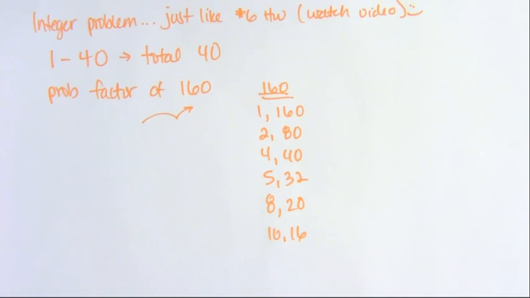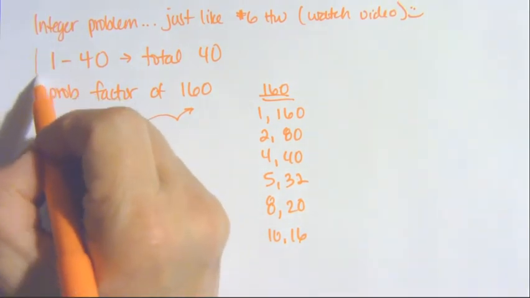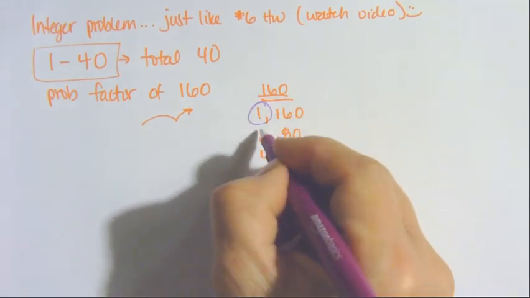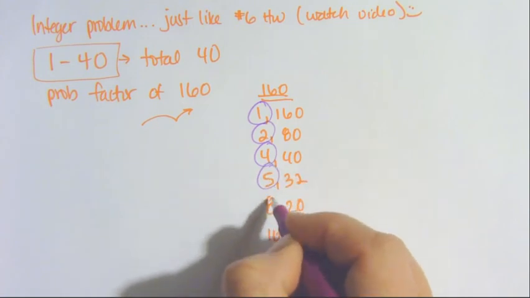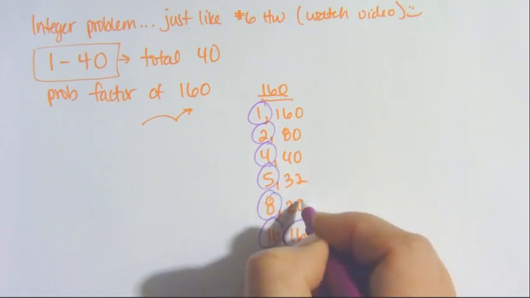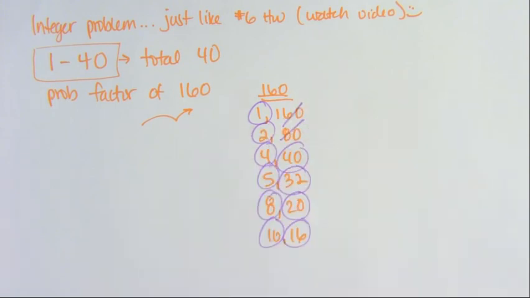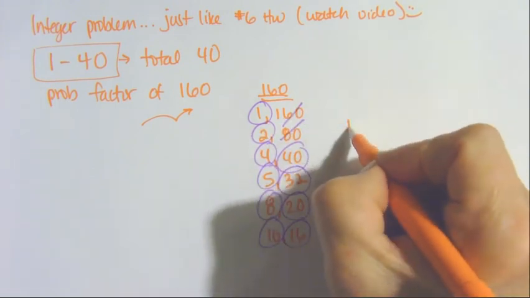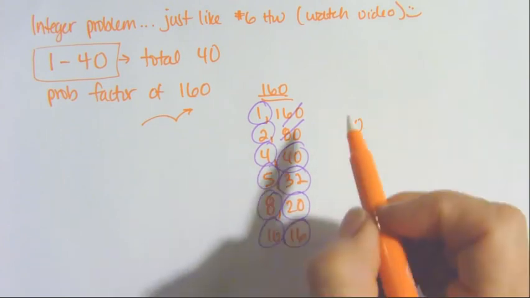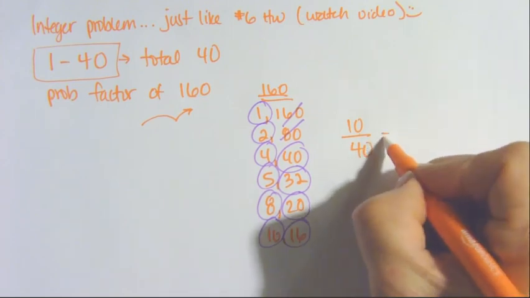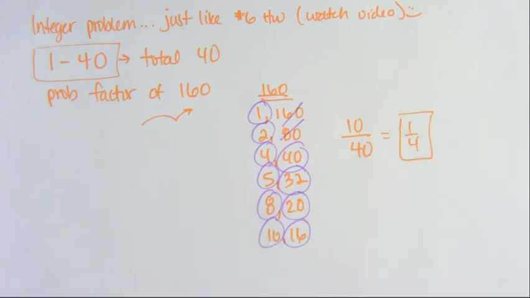There's all my factors. Now, I only want the numbers that are between 1 and 40. So, find the numbers that are between 1 and 40. All of these are 4, 5, 6, 7, 8, 9, 10. These ones are too big, so I don't want to include those. So I just counted, there's 10 numbers in that factor list that are between 1 and 40 out of a total of 40 numbers, and then just make sure you reduce it. There's a problem just like that.